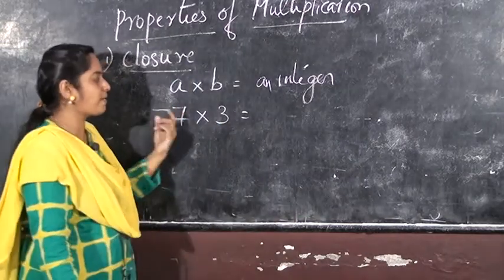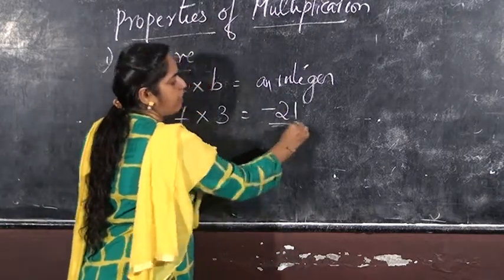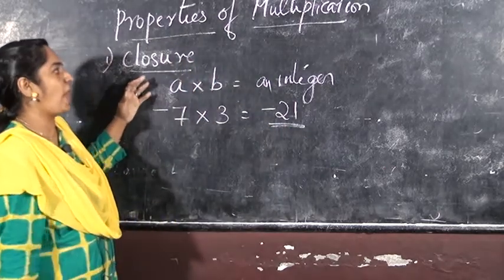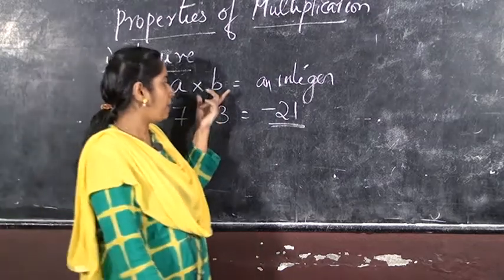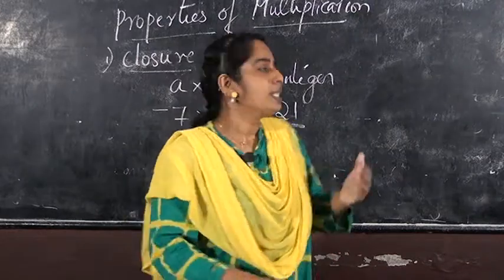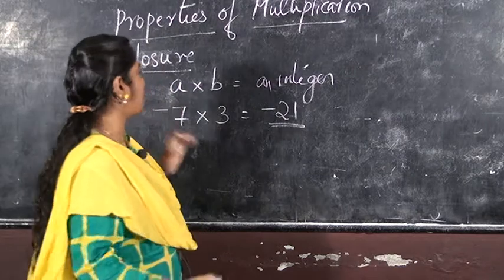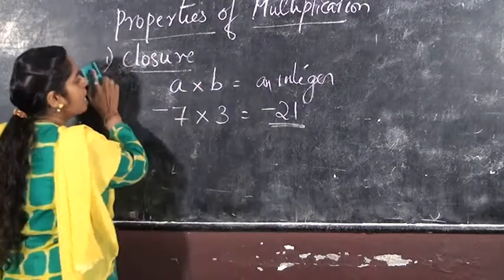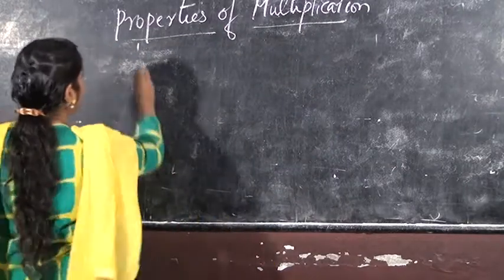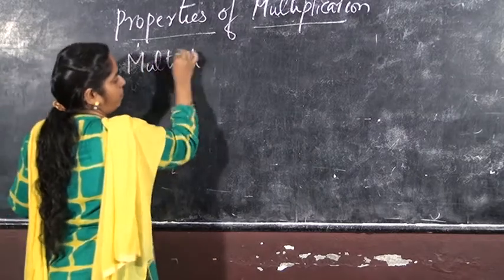So what is minus 7 into 3? That is minus 21. So that is also an integer. So this property is satisfied in multiplication: a into b will be an integer. Minus 7 into 3 is equal to minus 21. This is the first property, the closure property.